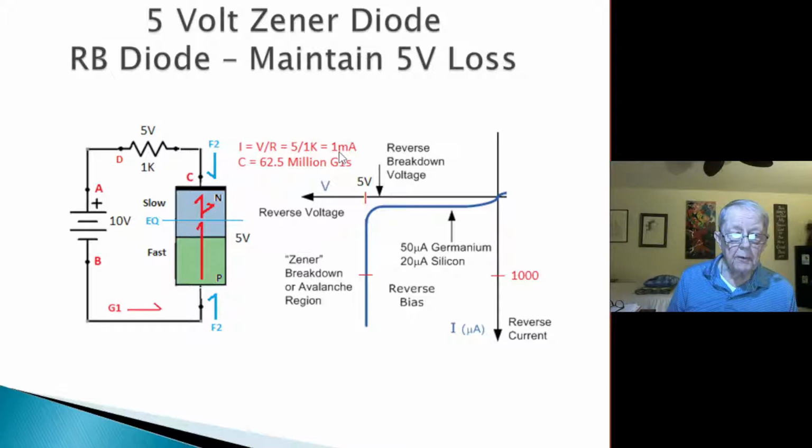With 1 milliamp of current, using the equation I developed from the other video, there would be 62.5 million G1s flowing. The forward biased diode was 250 million. Reverse biased was 12.5 million, and this is 62.5 million. That number correlates to 1 amp of current flowing by a point in 1 second. That's how I got that number, and this is like that. It's almost like saying that's how many electrons are actually flowing in that circuit.